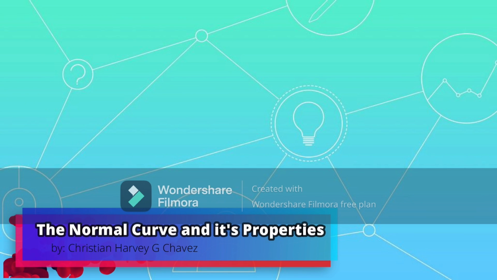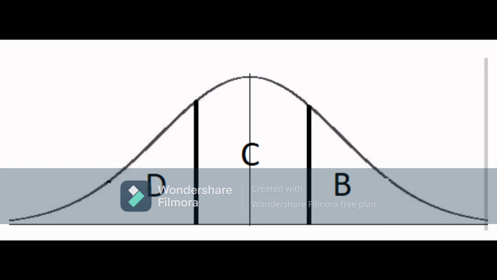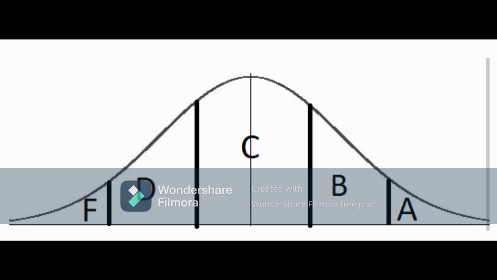The normal curve and its properties. A normal distribution, sometimes called the bell curve, is a distribution that occurs naturally in many situations. For example, the bell curve is seen in tests like the SAT and GRE. The bulk of students will get an average score of C, while fewer students will get a score of B or D, and an even smaller percentage of students might get a score of F or A. This creates a distribution that resembles a bell, hence the nickname.